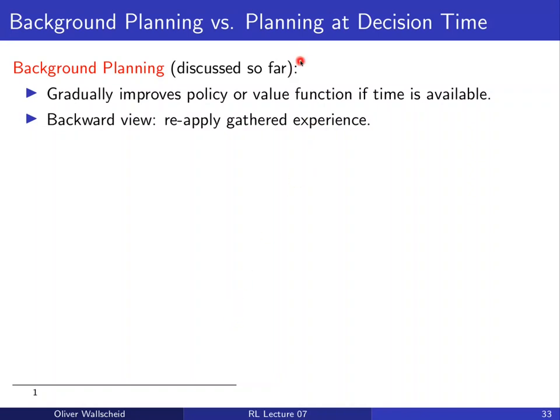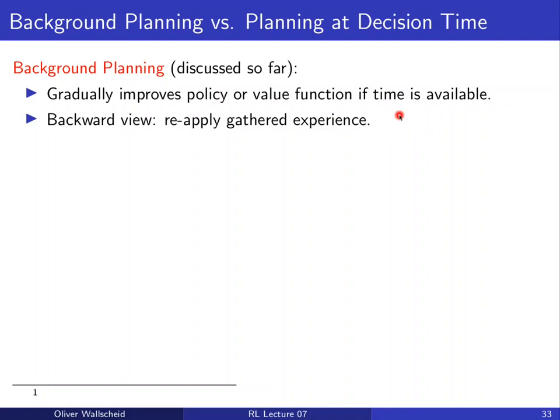So far, all the methods we have discussed for today are called background planning methods, because we are gradually improving a policy or value function in the background. If you remember, we could scale that internal planning parameter n such that any controller or prediction task can be updated internally so often that any time constraint can be met.